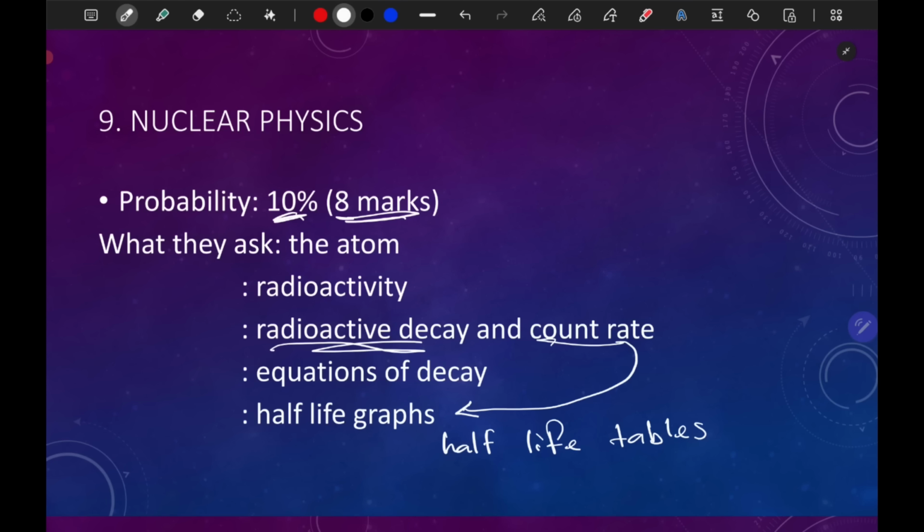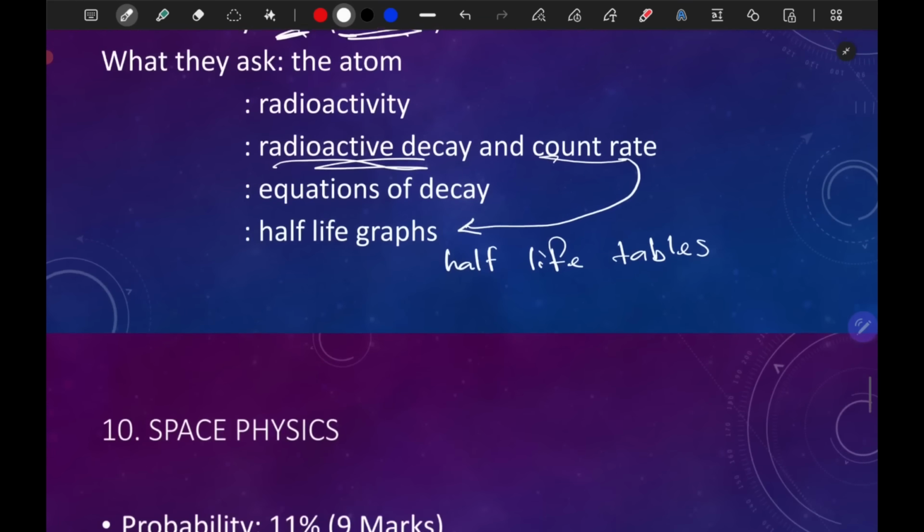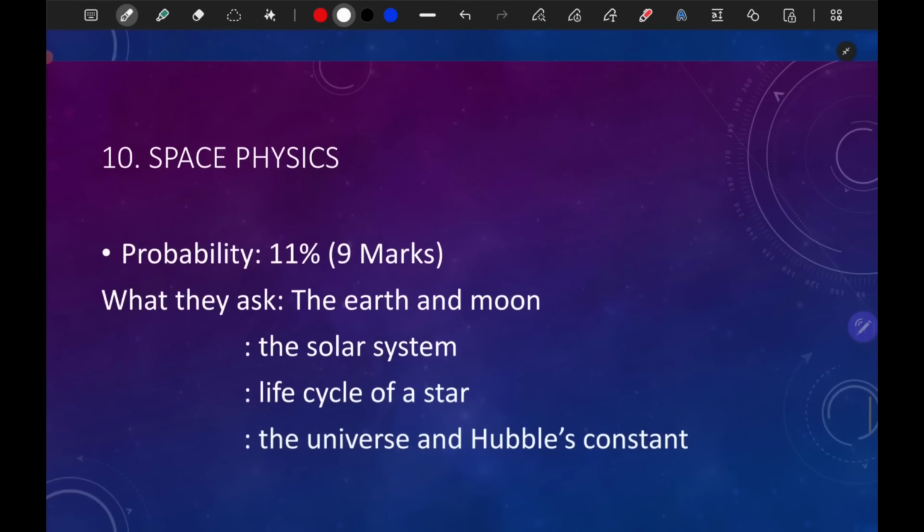So you can expect these, and also make sure you know how to finish decay equations and understand the different types of decay equations. There's alpha decay, beta decay, gamma decay. Understand which one's which, and make sure you can identify it.